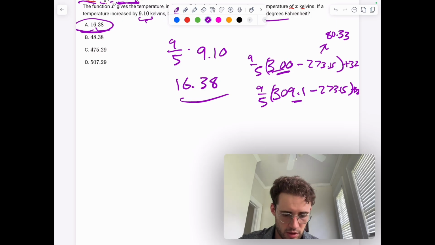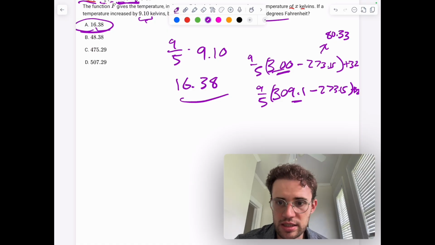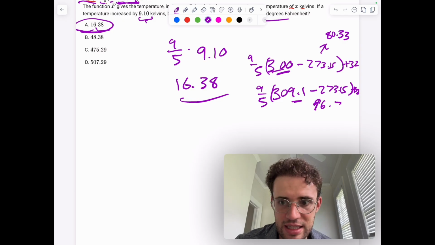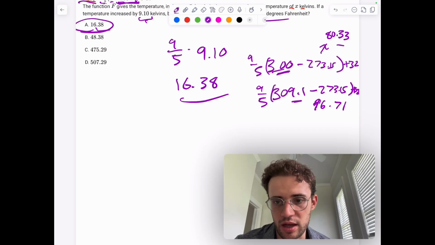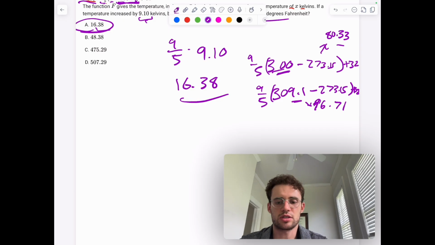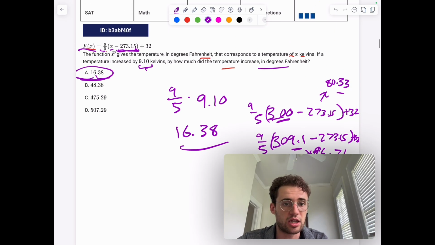And let's see, 309.1 minus 273.15 gives us 35.95. You multiply that by 9 and divide it by 5, and then add 32 to it. We get 96.71. Like I said, 96.7 something. That is 16.38 higher. So it's just a quick way to check it. Just choose a number. It doesn't say what the change is going from or to, because it will be the same no matter what you're adding that 9.1 to.